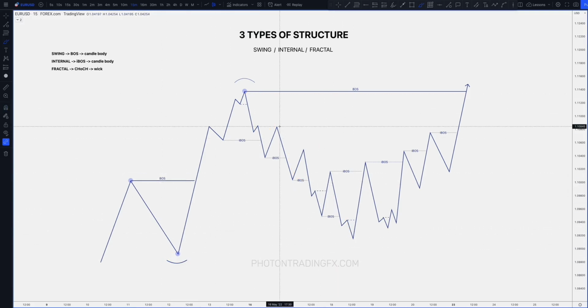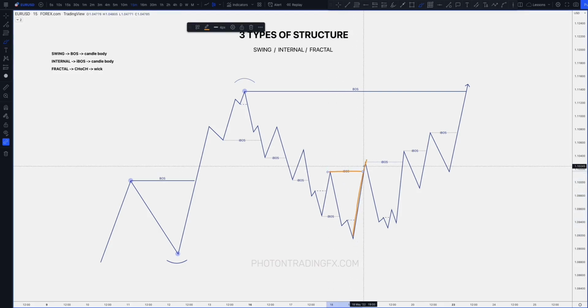Now, you can also apply the strong and weak high and low concept to any form of structure if you want. So we can start to apply it to the internal structure as well. One way to think about this is, let's say we come into our level that we just talked about. We get our bullish IBOS to the upside, so we break the bearish internal trend. Now the internal structure is bullish.